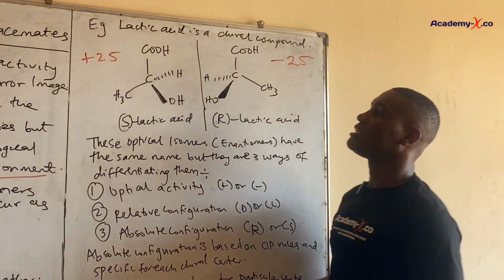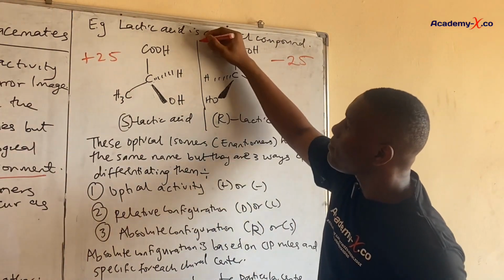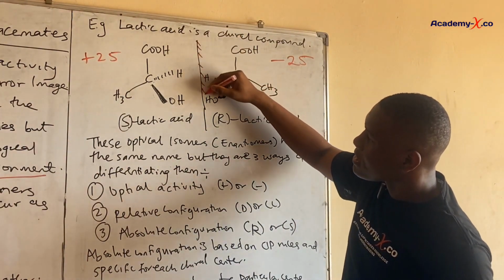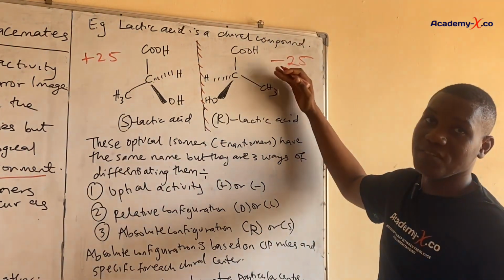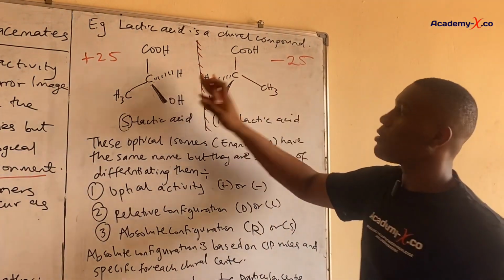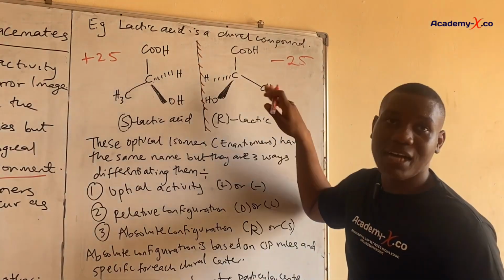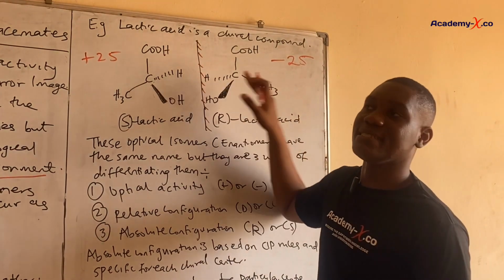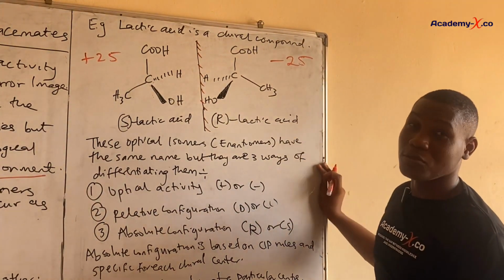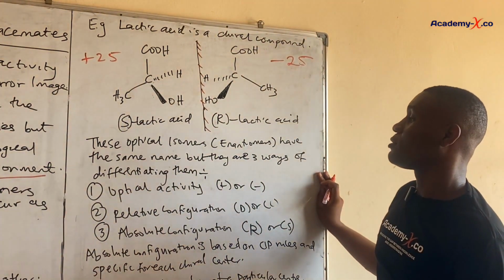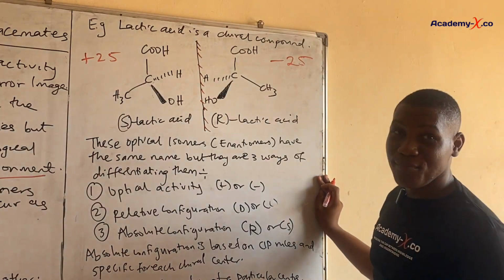So when I draw the enantiomer, this is how the enantiomer looks like. When you flip this image by 180 degrees, you form the enantiomer. So this is the enantiomer of this molecule. Now, this enantiomer has the same physical and chemical properties, but they may possess different pharmacological or biological or toxicological actions. Now, these optical isomers have the same name.